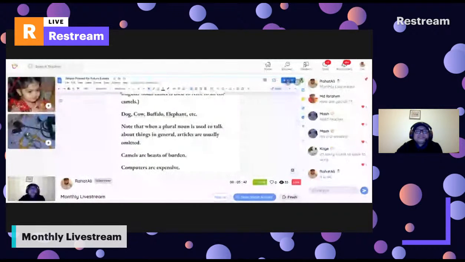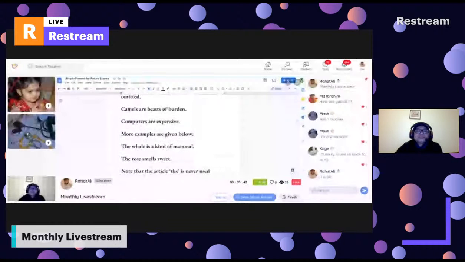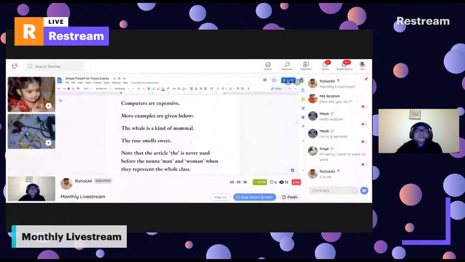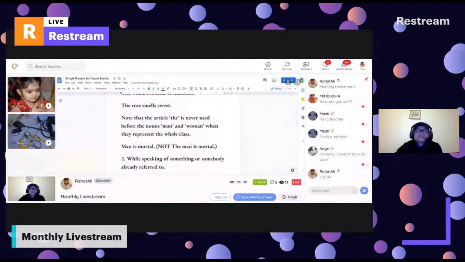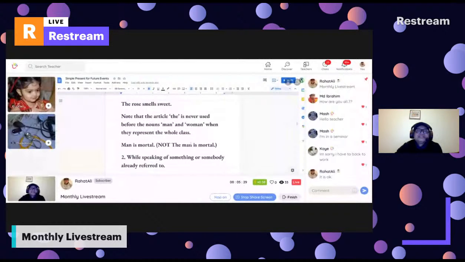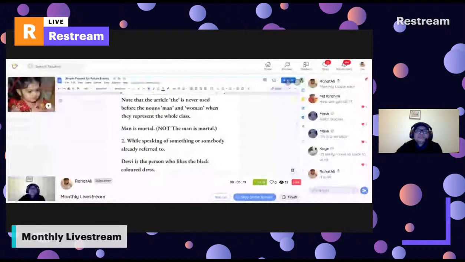Okay, camels are beasts of burden. Computers are expensive. The whale is a kind of mammal. The rose smells sweet. Remember, note that the article the is never used before the nouns man or woman when they represent the whole class. Like man is mortal.